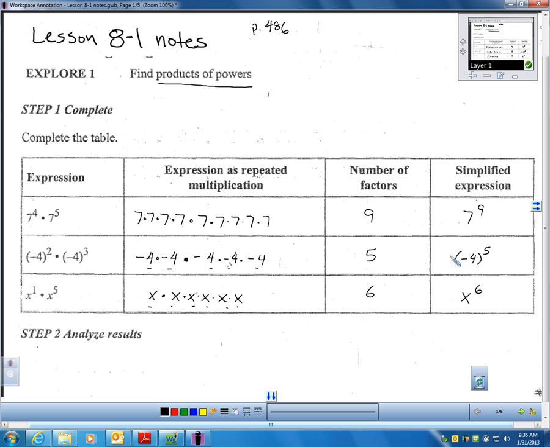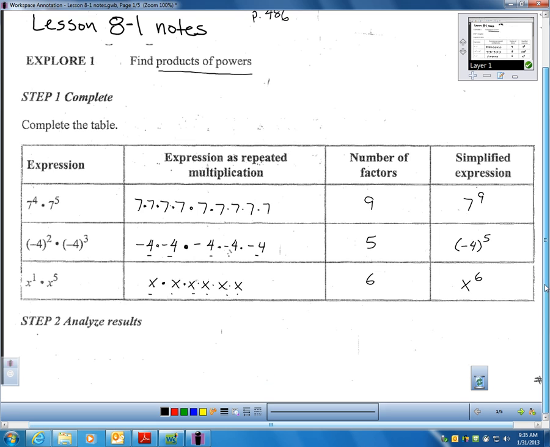So the first property, what we're trying to figure out is, if I give you y to the 5th times y to the 8th, what would be the rule for multiplying these two? I have two of the same base with different powers. I think most of you have figured out how to quickly multiply these. What you really do is just add the exponents. You get y to the 13th power.